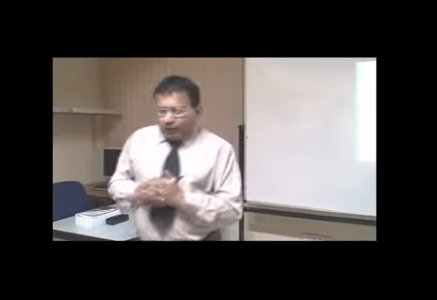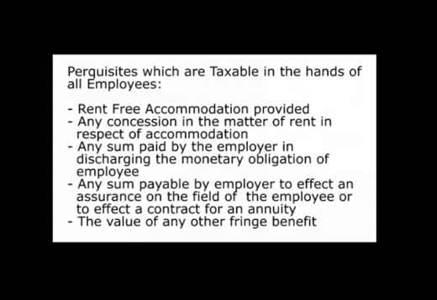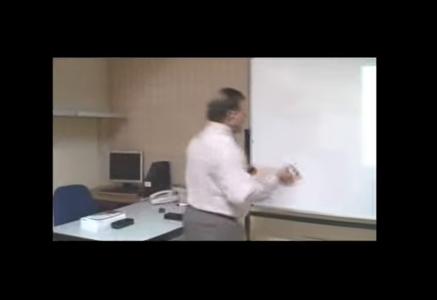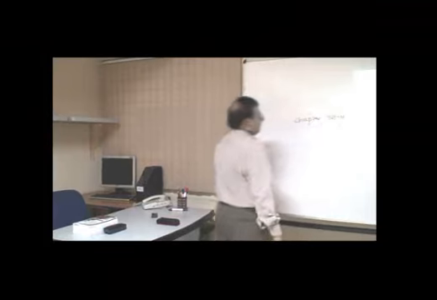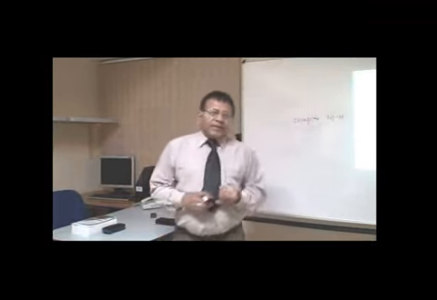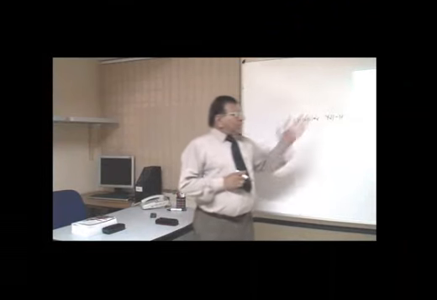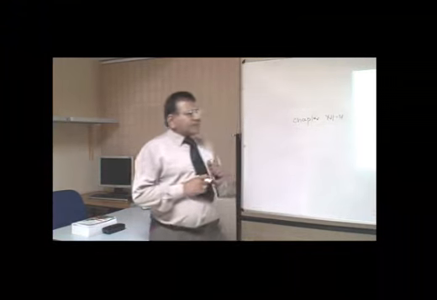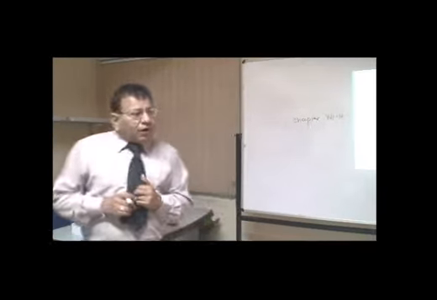The fourth such facility can be the value of any other fringe benefit. It doesn't consist of those benefits which come under chapter 12H of the Income Tax Act. So it means the value of any other fringe benefit would also be taxable, other than those which are prescribed under chapter 12H. Those benefits would also be taxable in the hands of all the employees. So these are some examples of facilities which are taxable in the hands of all employees.